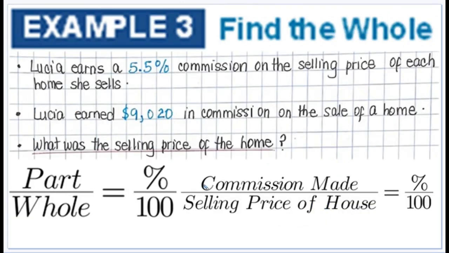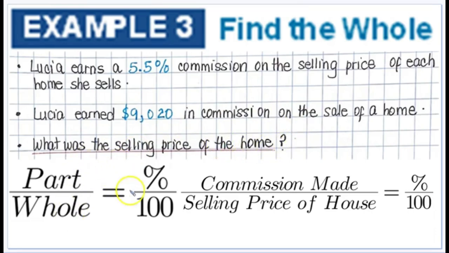Example 3, last example of the video. Let's get it. Find the whole. Lucia earns a 5.5% commission on the selling price of each home she sells. Lucia earned $9,020 in commission on the sale of a home. That's pretty awesome. What was the selling price of the home?